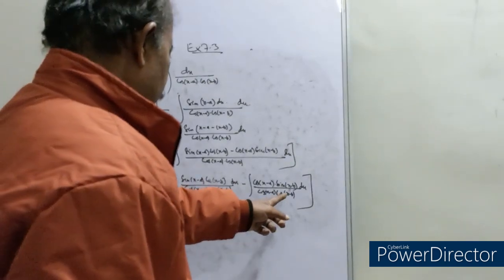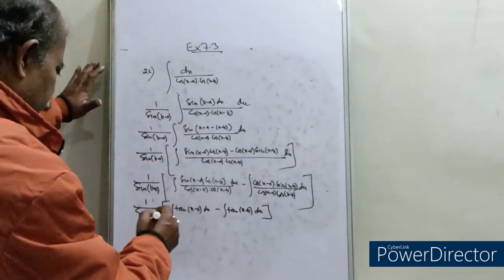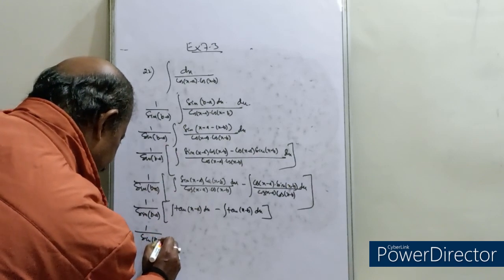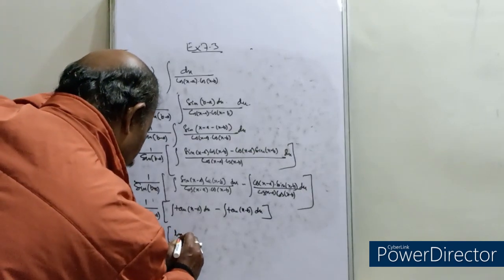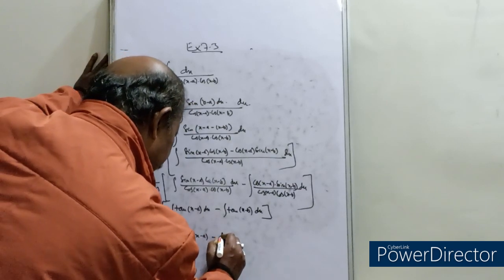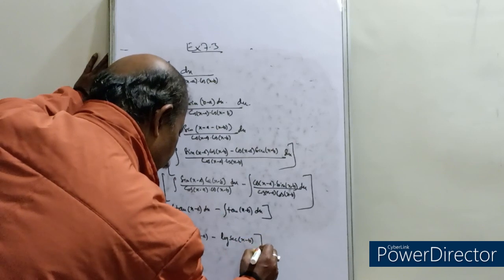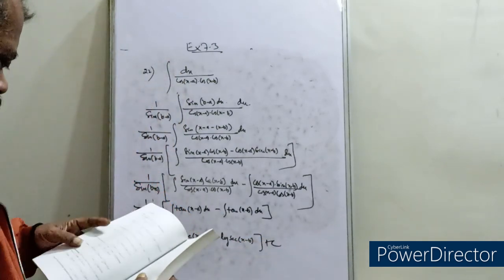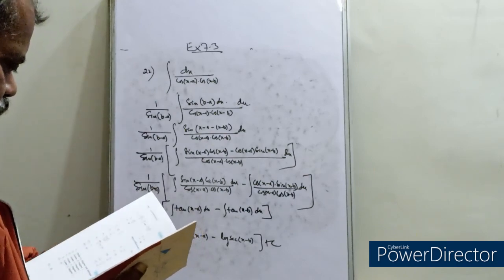So cos(x minus b) cancels out here, and cos(x minus a) cancels out. So this will be equal to 1 by sine(b minus a), the integration of tan x, it is log sec(x minus a), and integration of tan x again, log sec(x minus b), plus c. This is your answer.